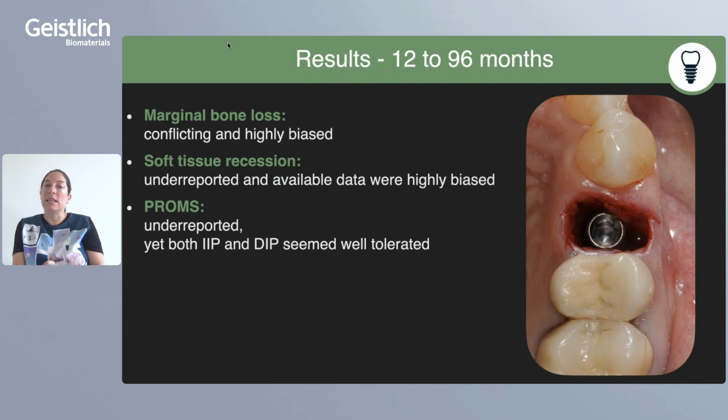When looking at some other outcomes of this systematic review, regarding marginal bone loss, they said the results were conflicting and highly biased. The soft tissue recession was underreported, and also the data was highly biased, and the PROMs were also underreported.